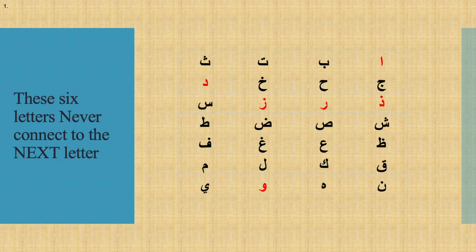And look what we have here, the letters in red, the unfriendly letters. These red letters: this one here, alif, this one, dal, this one, zal, ra, zay, and wow. They are very unfriendly. They never want to shake hands with the next letter. Remember them as the unfriendly letters. That will help you.